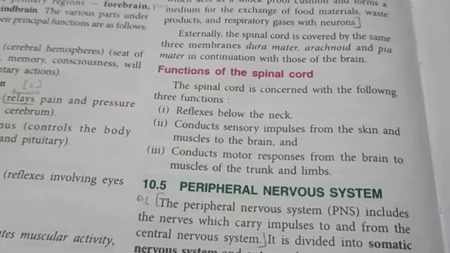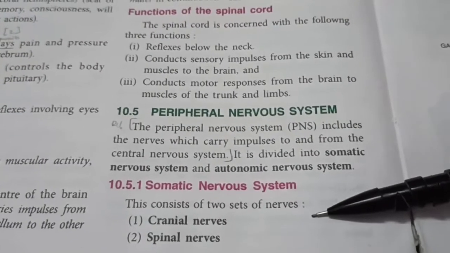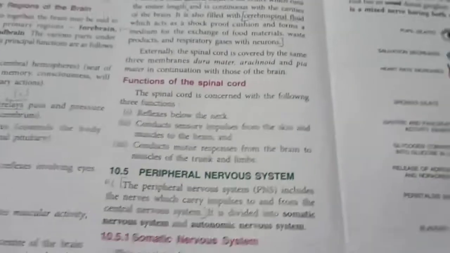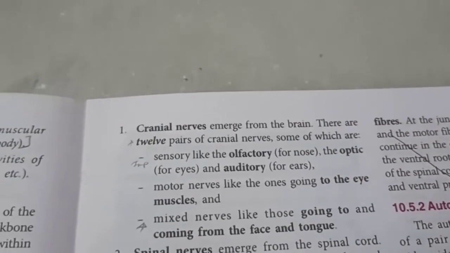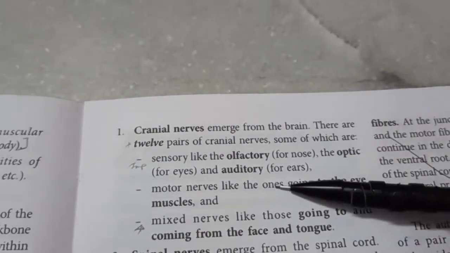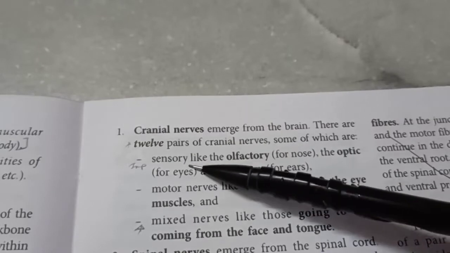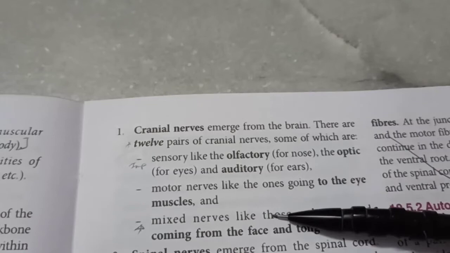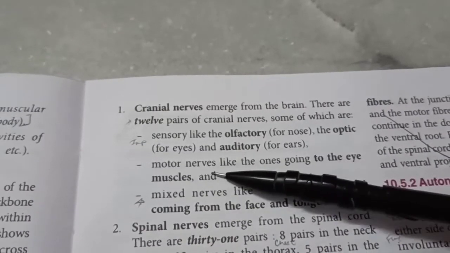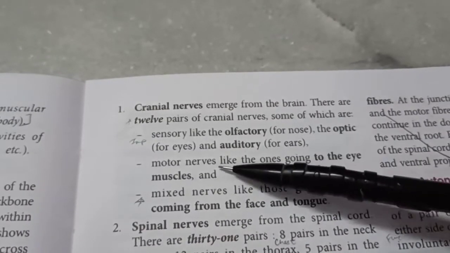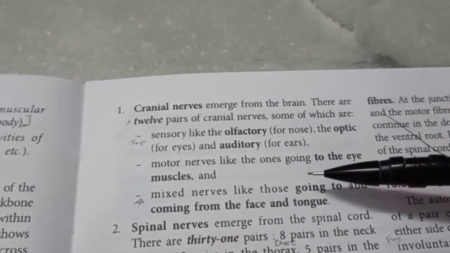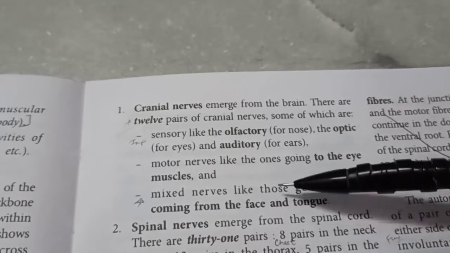Next, the peripheral nervous system. The first type of that is the somatic nervous system, which takes care of all the voluntary actions and of course reflex actions. There are 12 pairs of cranial nerves starting from the cranium, which is the skull box, brain box. It may be sensory nerves like the olfactory for nose, optic for eyes, auditory for ears, and gustatory for tongue. It may have some motor nerves, for example, the ones going to the eye muscles for eye rotation, or it may have mixed nerves, that is having sensory and motor fibers both. For example, the nerve going to and coming from the face and the tongue.